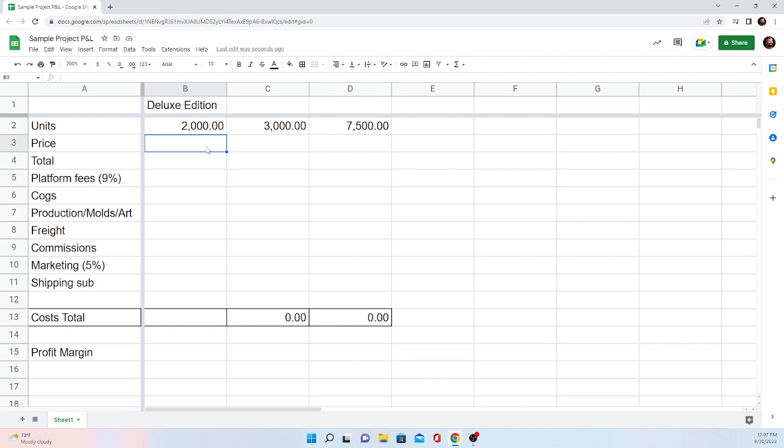Let's just say for easy math, we've got a $50 game. Now, obviously, the number of units doesn't matter for this. When you set your price, if we're talking about the same edition, this price point doesn't change. Okay, so then you're just going to do your math out.